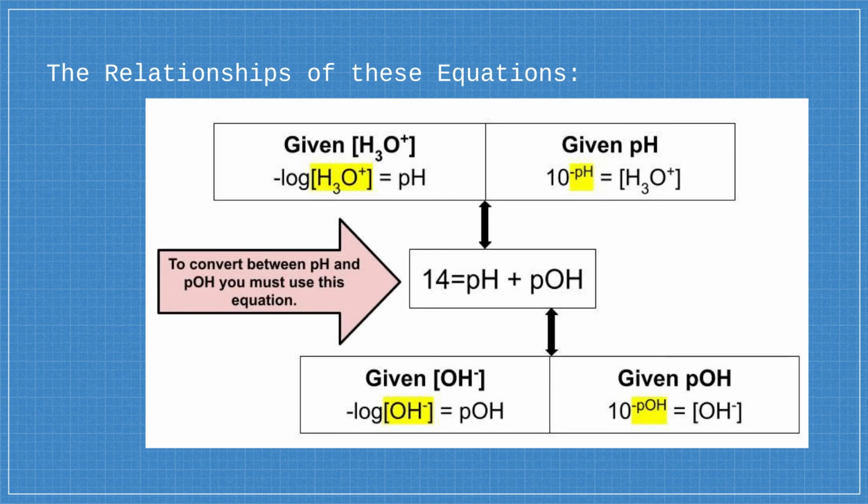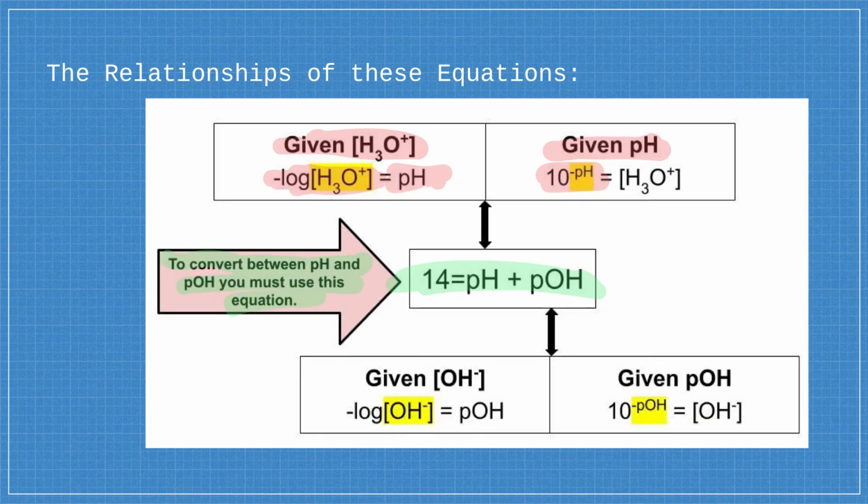So here's the relationships between these equations. If you are given the hydronium ion concentration, you can calculate the pH by using the negative log of the hydronium ion concentration, and that gives you the pH. If you're given the pH, you can find the hydronium ion concentration by taking 10 to the negative pH in your calculator. And then to convert between pH and pOH, you must use this equation.